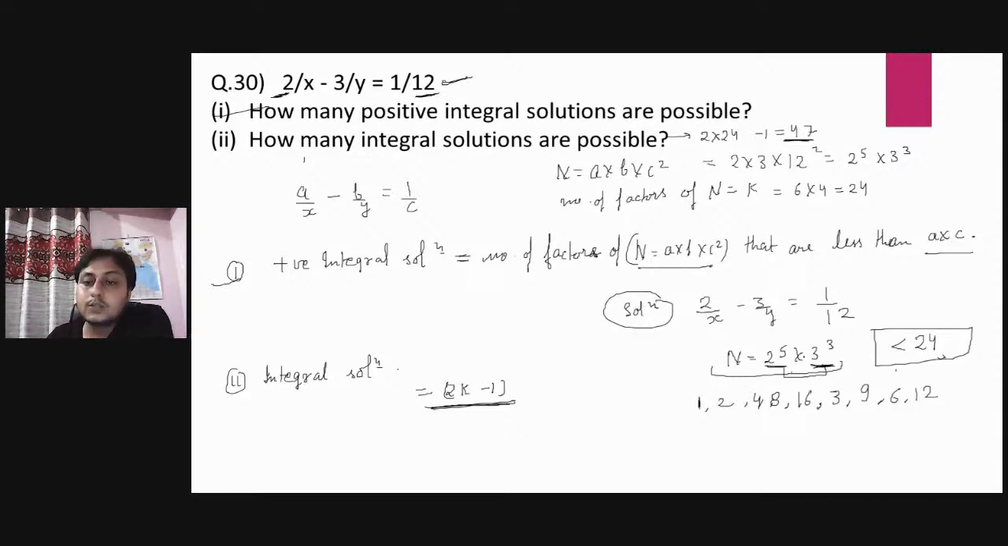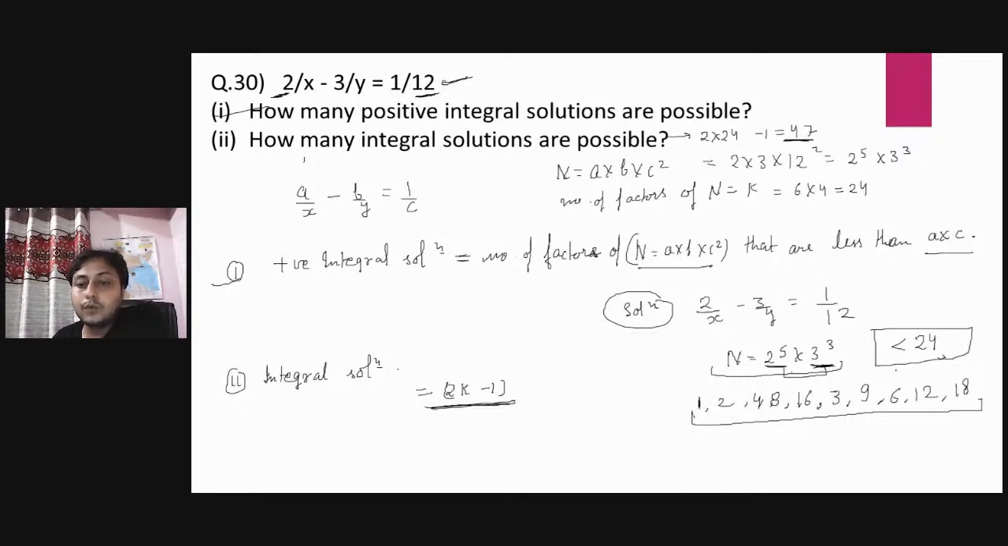Next, 3 square into 2, 9 into 2, 18. And 3 2 4 is done, 9 3 9 8 more to go. Got it, guys? So these are the factors of this number that are less than a into c, or you can say 24, right? So how many factors?